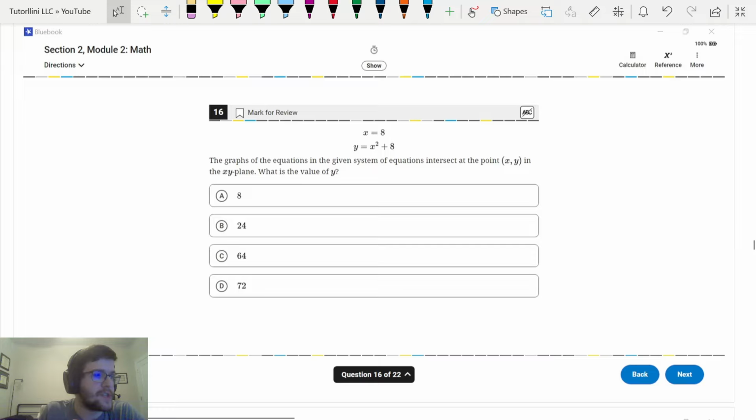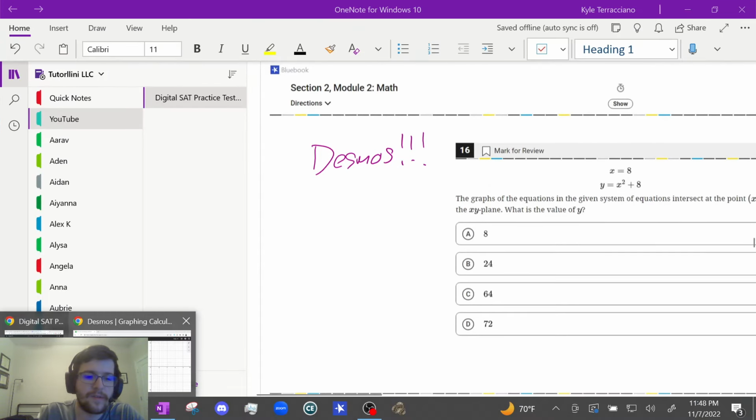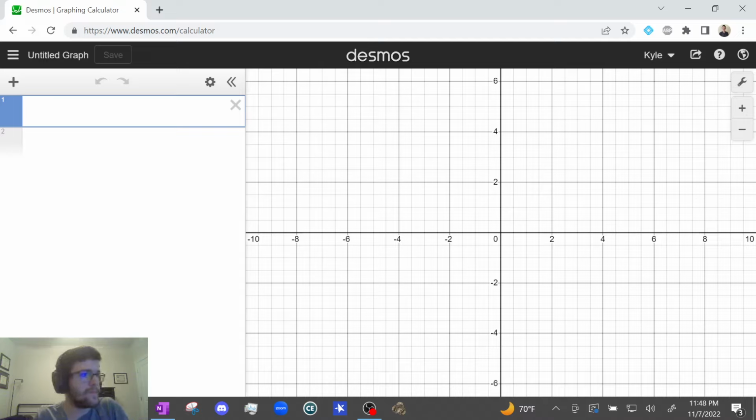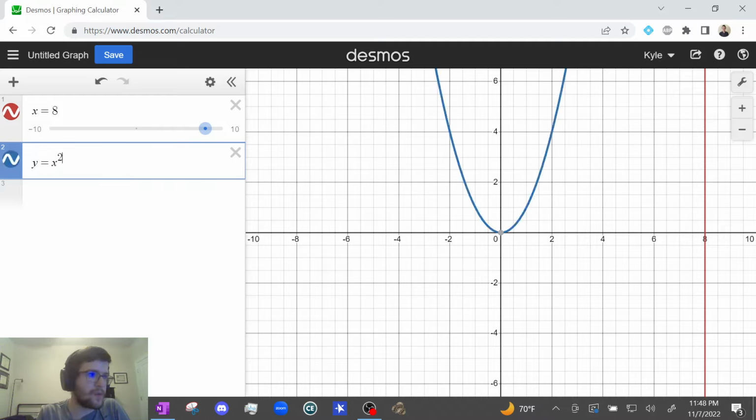Okay, systems of equations question. Guess what? Like any system, you can just type it into Desmos and get the answer in about 10 or 15 seconds. So let's do that. x equals 8, y equals x squared plus 8.